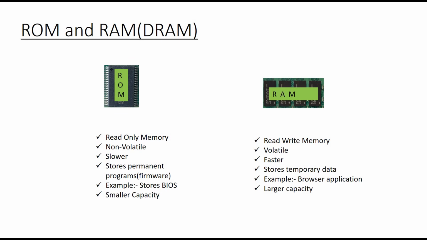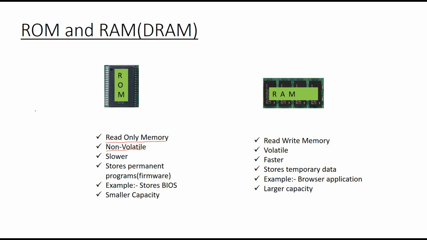Now let us discuss ROM and RAM. ROM is also called read-only memory. RAM is called random access memory. So let's discuss ROM first. As the name indicates, it is read-only. That means we cannot write data or programs to ROM directly. It is also non-volatile. That means whatever data or programs we store in ROM will not be lost even if we switch off the computer.